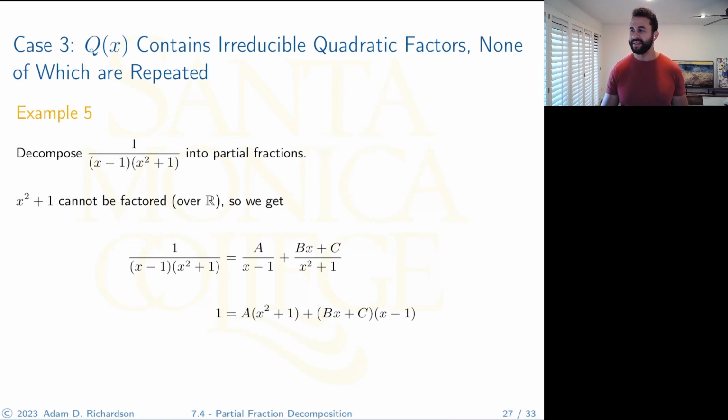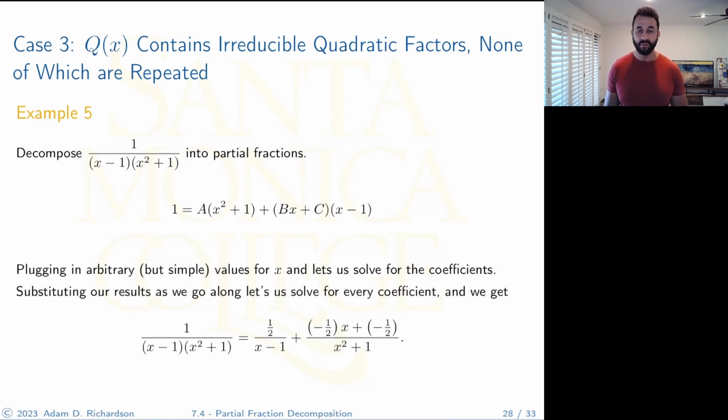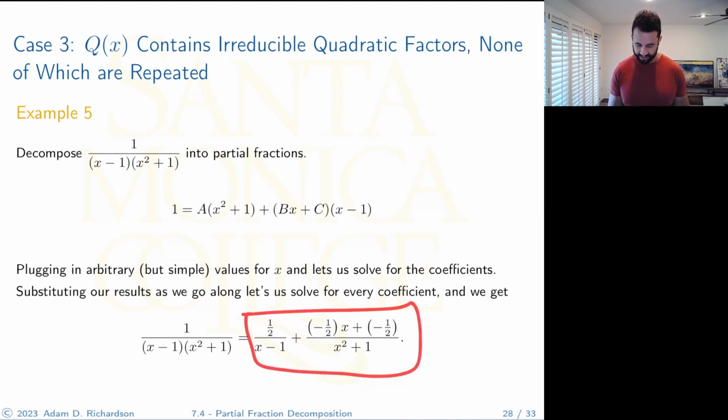All right, now let's do it together, or let's at least see the answer. When you do that, you'll find that A is 1/2, B is -1/2, and C is also -1/2. And that's the decomposition. And this is easier to integrate. That's it. All right, almost there.